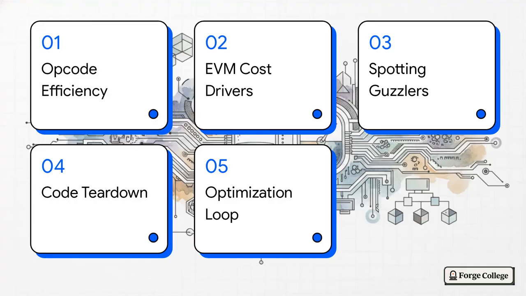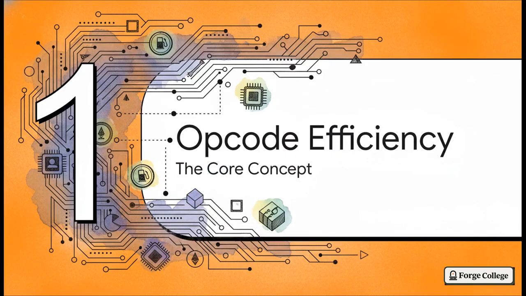Here's our blueprint for today's masterclass in engine tuning. We'll be hitting opcode efficiency, EVM cost drivers, spotting guzzlers, doing a full code teardown, and finally wrapping up with the optimization loop. We aren't just guessing today, we're measuring. All right, section 1, opcode efficiency, the core concept.